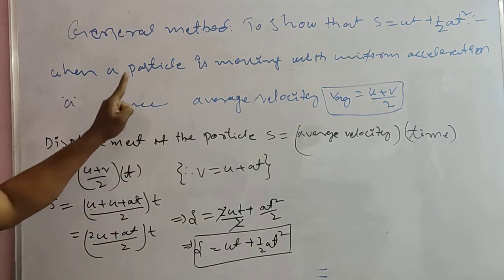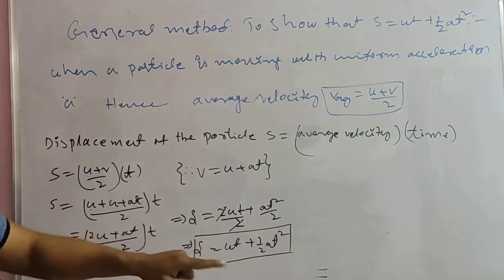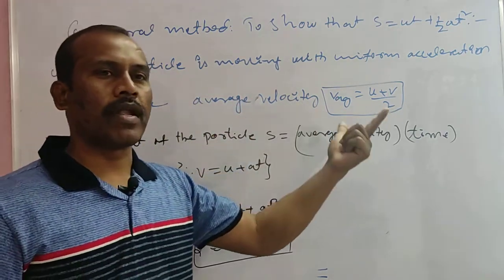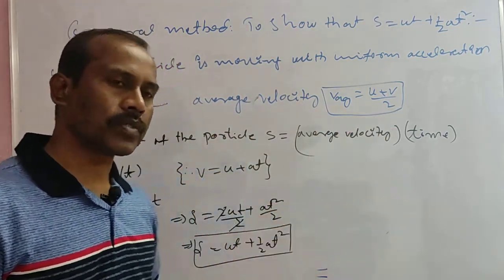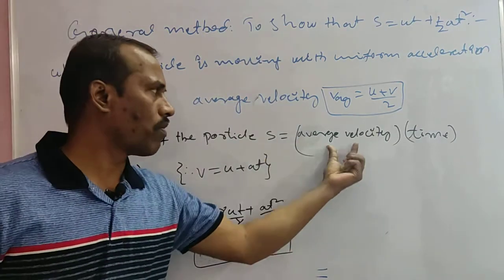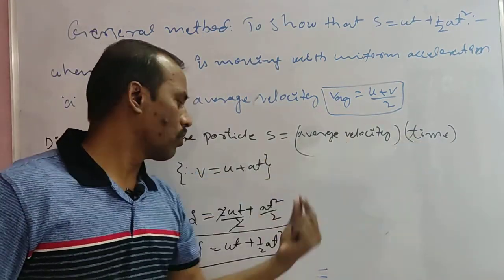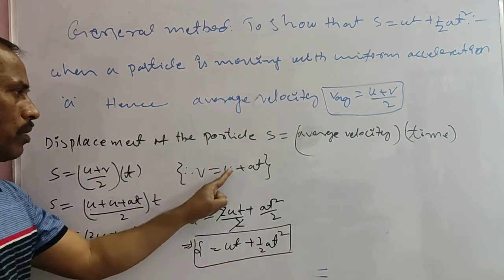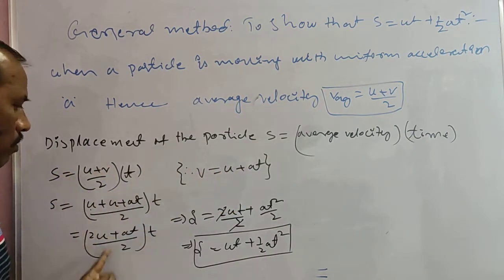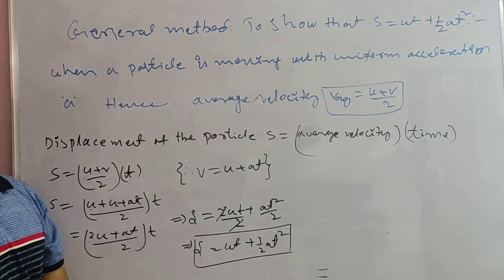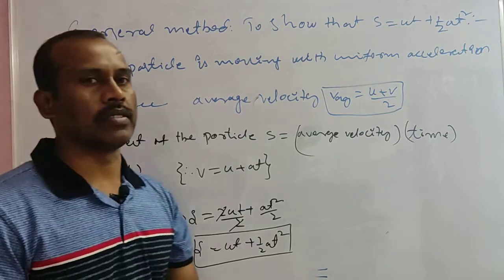For example, when a particle is moving with uniform acceleration a, the average velocity is equal to final velocity plus initial velocity by 2, and the displacement of the particle s is equal to average velocity into time. Substituting v is equal to u plus at, we finally get the displacement of the particle s is equal to ut plus half at square. This is the general method.